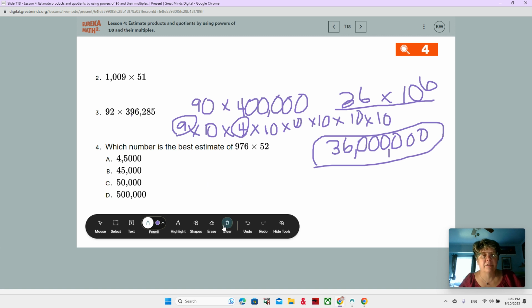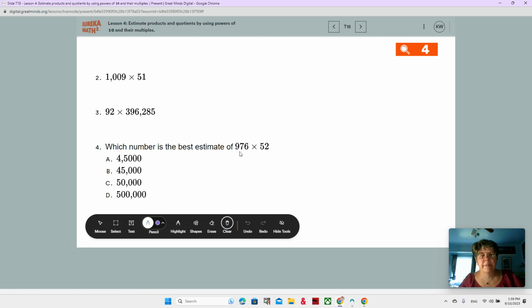And let's look at which number is the best estimate of 976 times 52. Okay, don't forget you need to show your work. So 976 is close to 1,000, right? Because the 7 tells the 9 to go up. And 52 is close to 50 because the 2 tells the 5 to stay the same, right? Okay, and 50 times 1,000 is 50,000. Okay, very good.